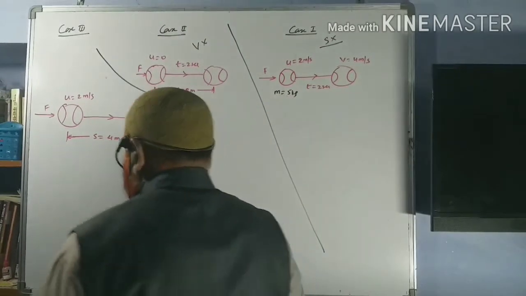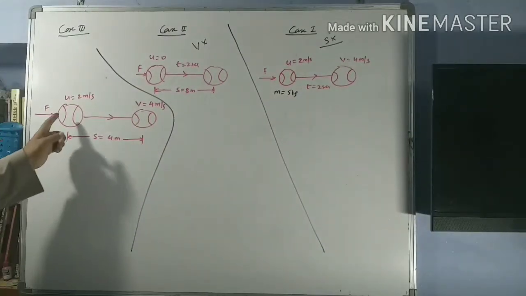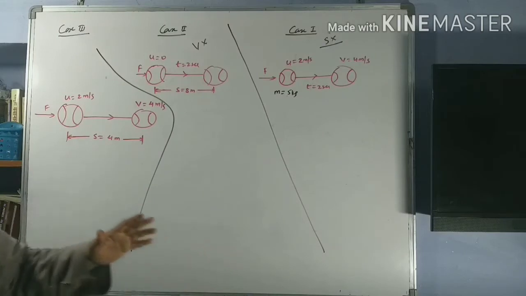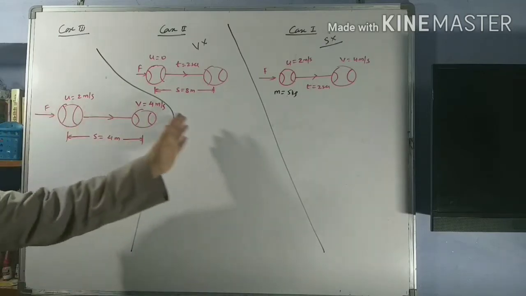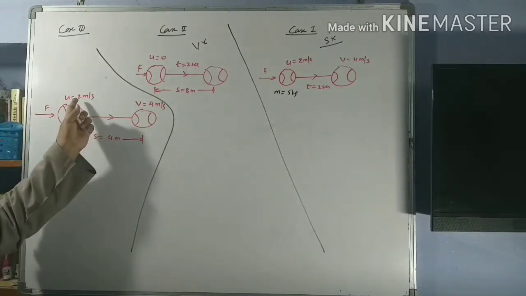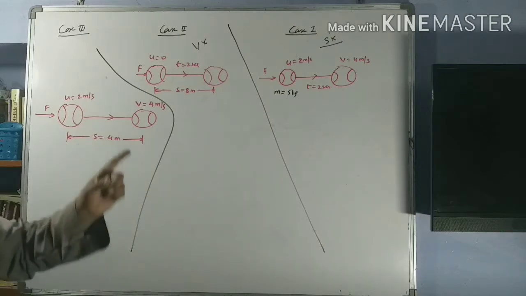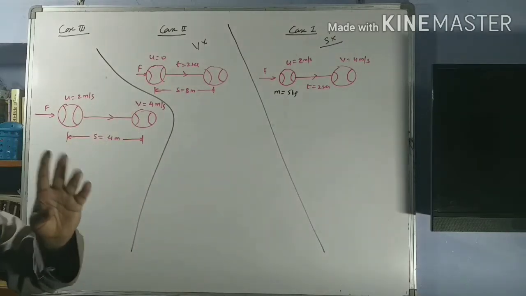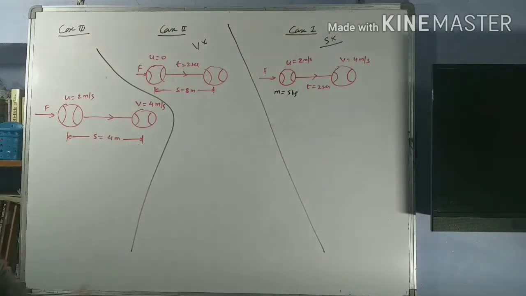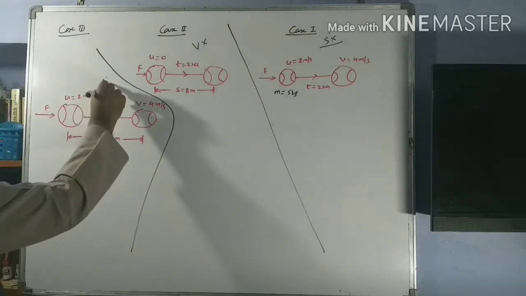Now, in the third situation, a boy has applied a certain force on a ball, because of which the ball has moved from this end to that end. Its initial velocity was 2 meters per second, its final velocity is 4, and it has traveled a distance of 4 meters. What is not discussed in this case is time.